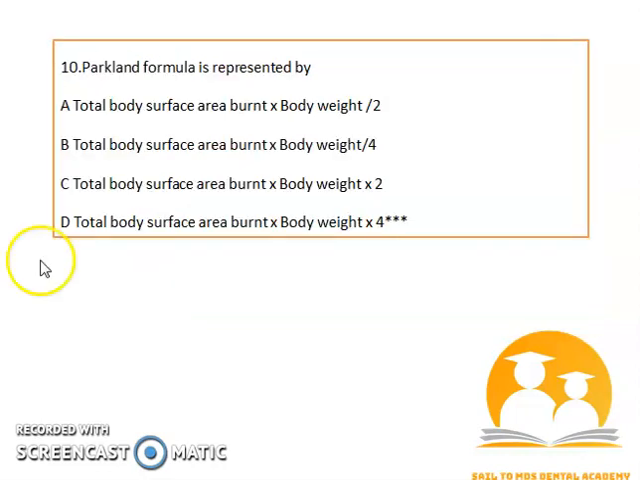Then aspirants, we will see another question, that's the Parkland formula. So that is total body surface area burnt into body weight into 4.